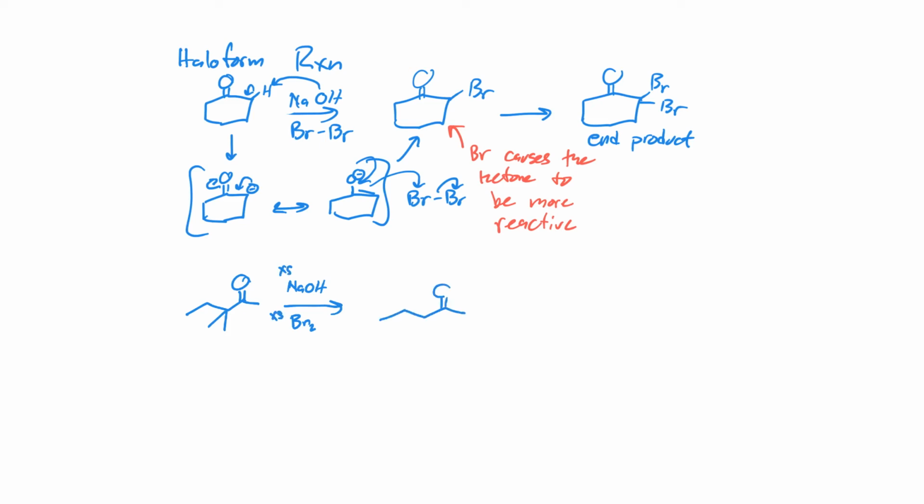What we're going to get is loss of that methyl carbon, and it's going to appear in the form of bromoform. You've heard of chloroform. That's just HCCl3. This one is HCBr3. That's bromoform.